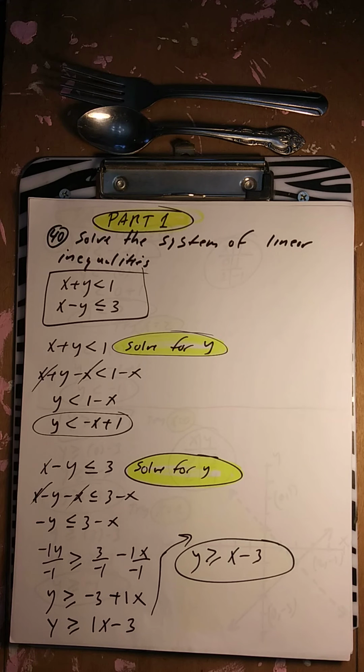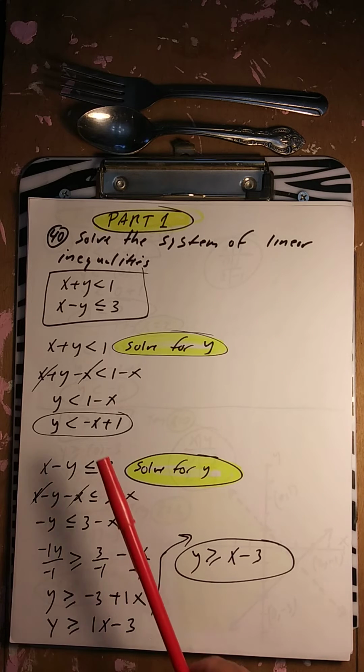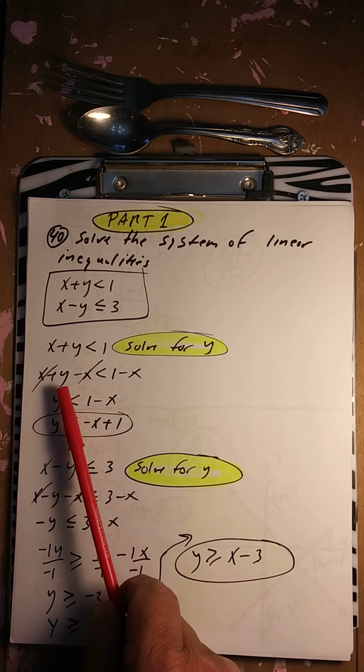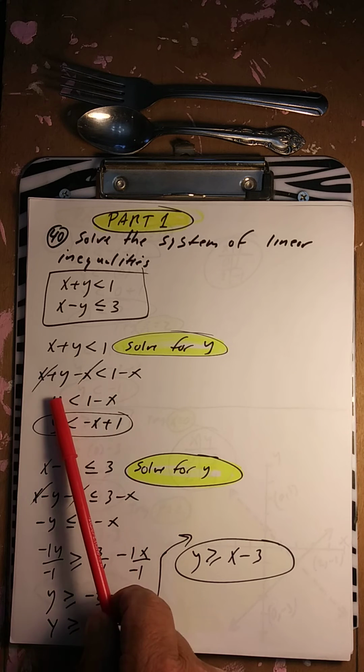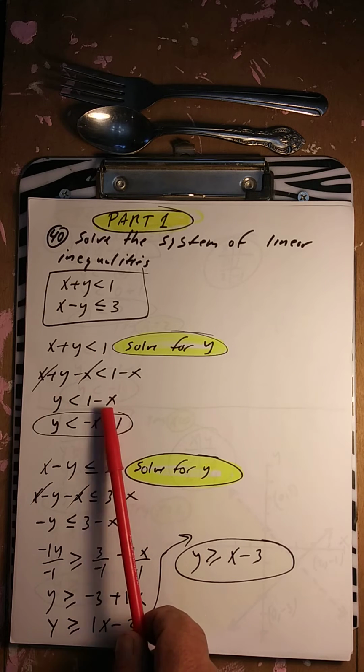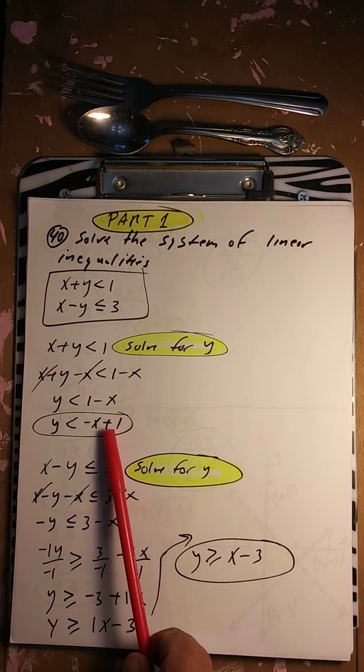Solve the systems of linear inequalities. Okay, we're going to go ahead and solve for y. So x, subtract x from both sides. So y is less than 1 minus x. Rewrite it: y is less than negative x plus 1.